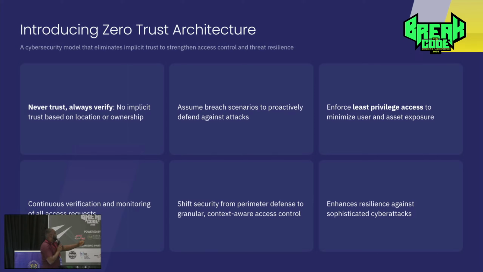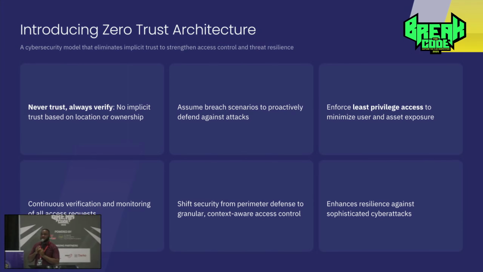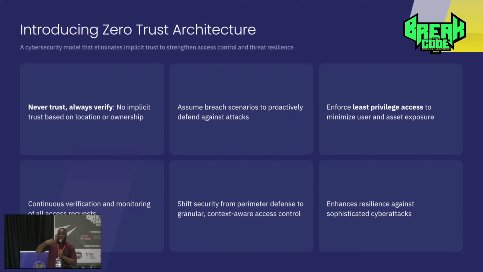And there is assume breach, to proactively defend against attacks. This is another principle. What it simply means is our system is designed in such a way that we are always thinking as if we have been compromised already. So we are working as if some bad person is already in our system. We don't wait till we are compromised before we react. We do what we call proactive. So we are always guarding ourselves.